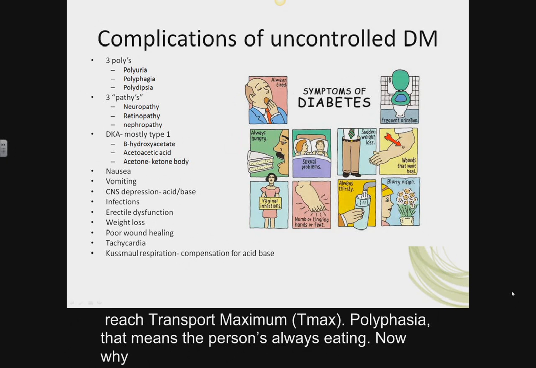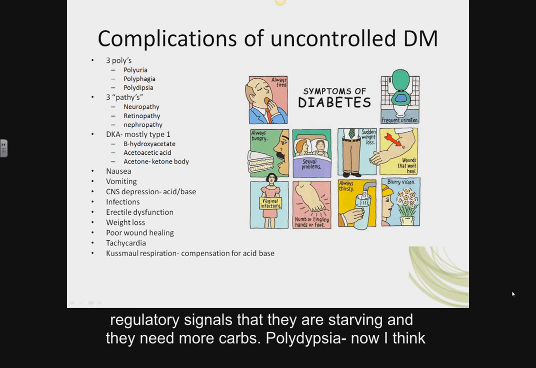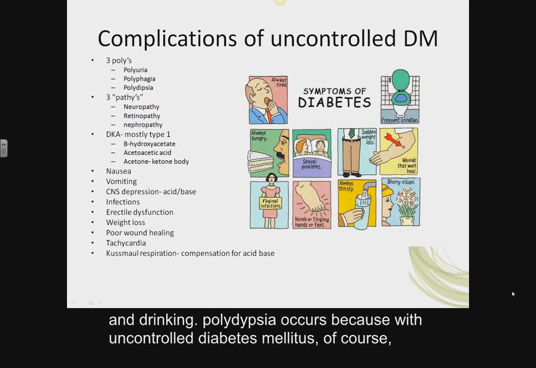Polyphagia, that means the person's always eating. Now, why would they always be hungry? Well, their body is sending out hormone signals, regulatory signals, that they are starving and they need more carbs. Polydipsia. Now, I think of a ladle dipping into the water. Polydipsia is increased thirst and drinking.